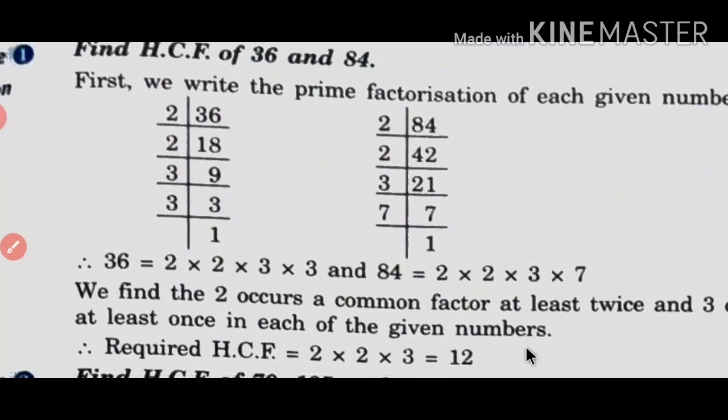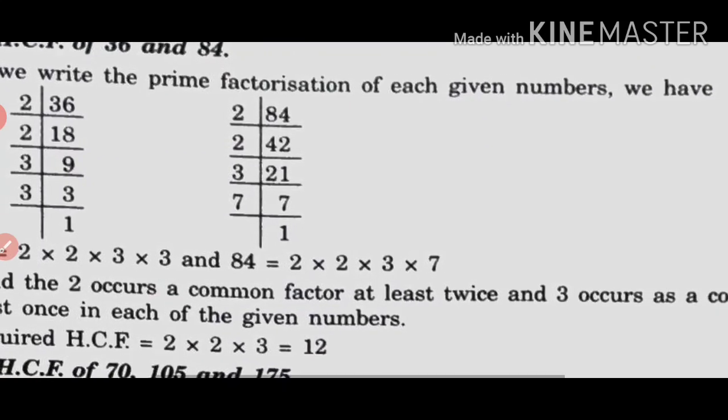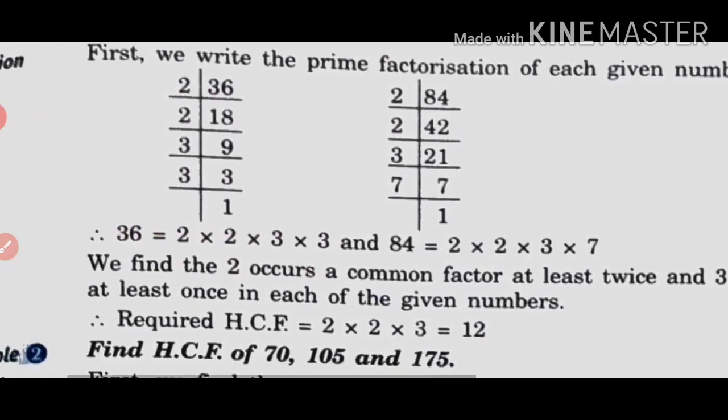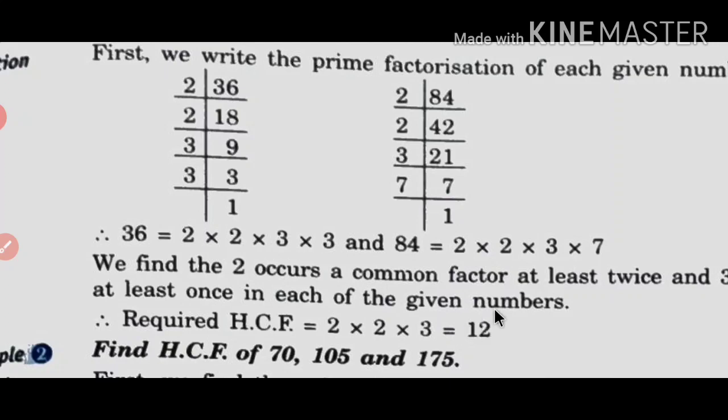So now we have to see which are the common factors here. We find that here 2 occurs as a common factor at least twice. It means here 2 is a common factor. How many times is it repeating? 2 times in both numbers. And 3 occurs as a common factor at least once in each of the given numbers.